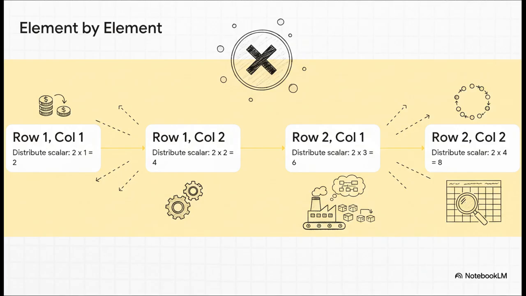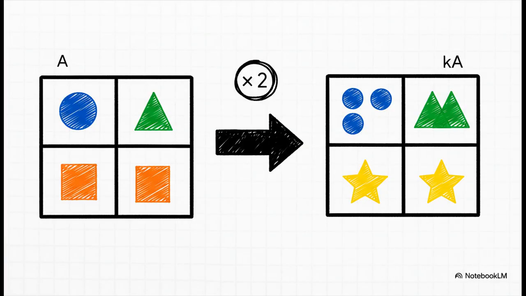See that? It's a uniform application across the entire data set. And as you can see, we've created a brand new matrix, kA, with the elements 2, 4, 6, and 8. Every single value from our original matrix has been scaled by our factor of 2. It has been perfectly doubled.